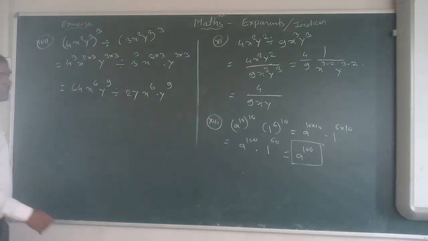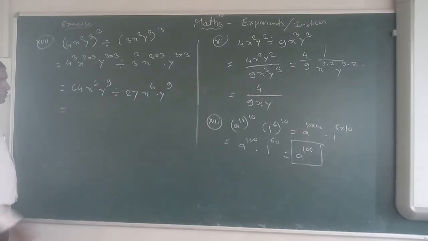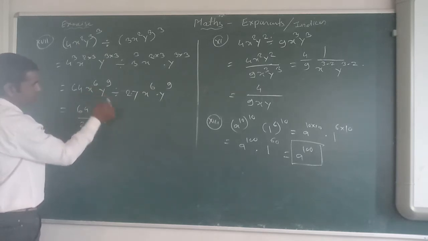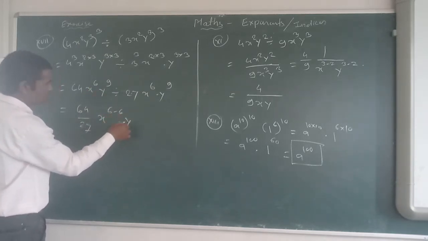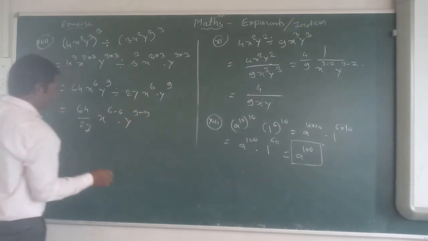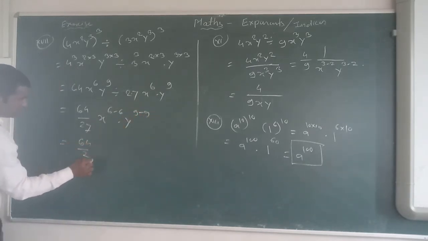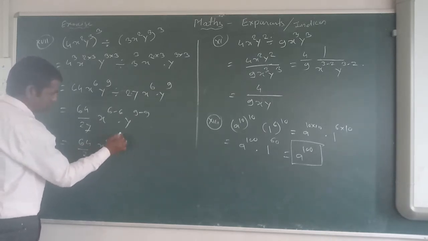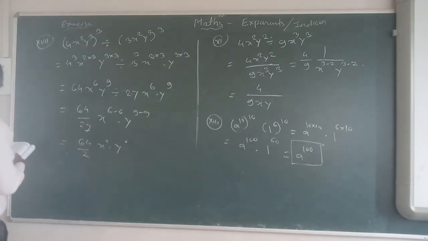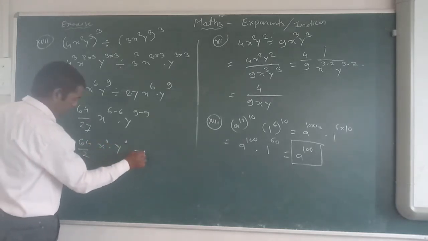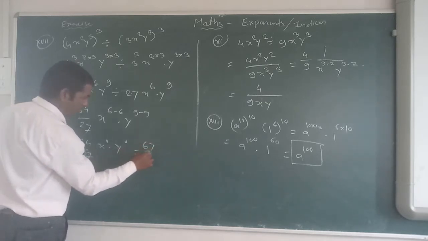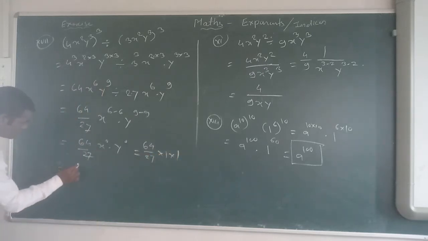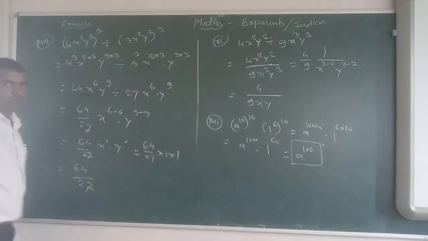Then, since it is division, we can use the quotient law. So 64 divided by 27 into x raised to 6 minus 6 into y raised to 9 minus 9. So 64 upon 27, x raised to 0 into y raised to 0, and zero power is always 1. So the value of this is 1. 64 upon 27 into 1 into 1, so the answer will be 64 upon 27. This is your final answer.